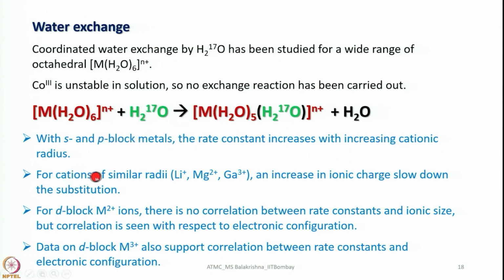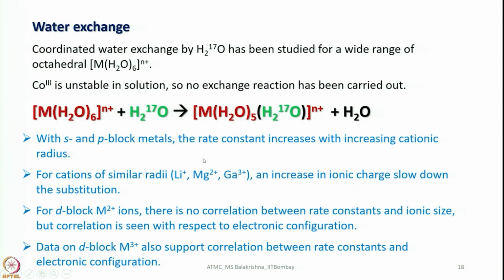For example, if you consider cations of similar radii, lithium plus, magnesium 2 plus and gallium 3 plus, they have more or less very similar radii. So, an increase in ionic charge slows down the substitution. That means when we are considering similar ionic radii, we have to focus on the charge increasing here. So, charge has an influence on the rate of substitution reactions.